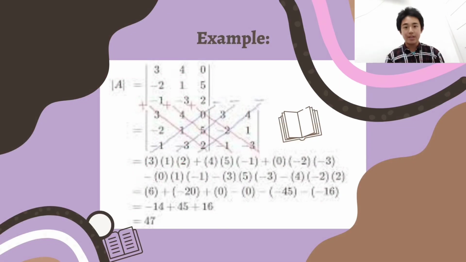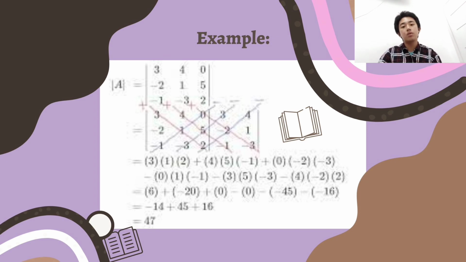Now, the determinant of a matrix. Earlier I stated that matrix multiplication is a bit tricky, but now this is trickier because this is a bit different from the others. It has to make some crossing multiplication. So, for example, we have here a matrix 3, 4, 0, negative 2, 1, 5, negative 1, negative 3, and 2.